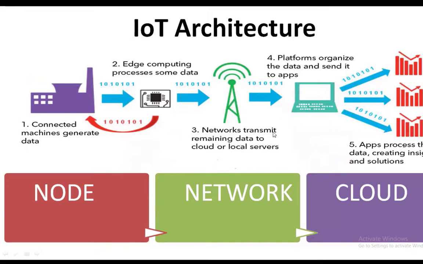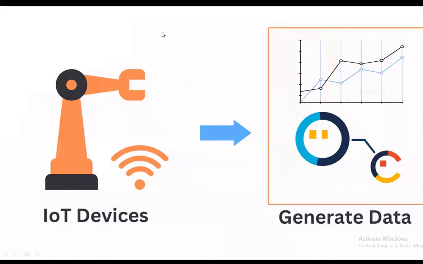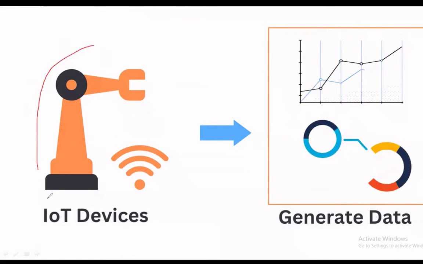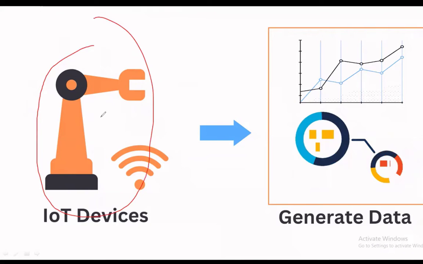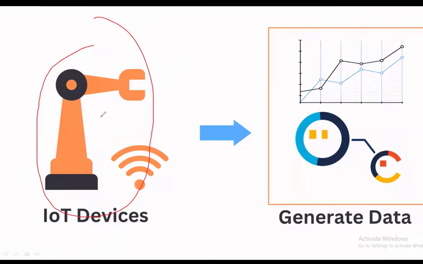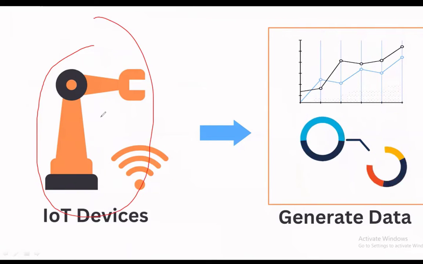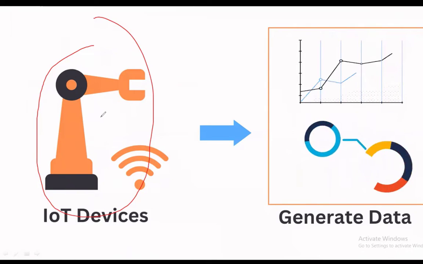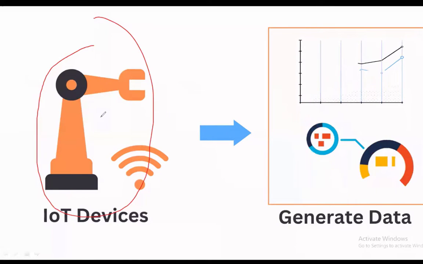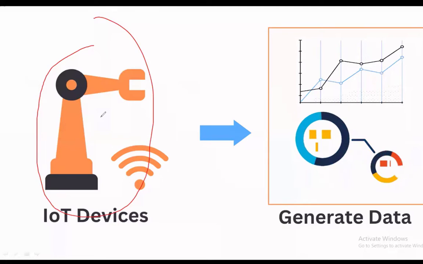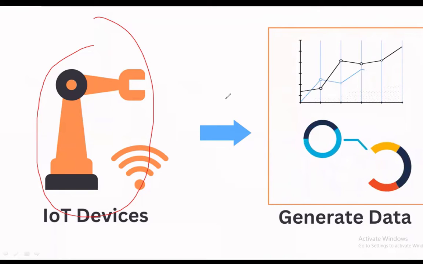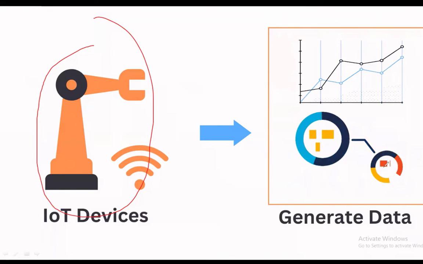The next step, I'll be showing you here. IoT devices generate data. Remember, IoT devices generate data. There are billions of devices existing in the industries today. These devices continuously generate data, and this data is increasing exponentially. This data is available in different formats, for example, it can be image data, or numbers, or time series data. This data is available today, and we are going to use it.